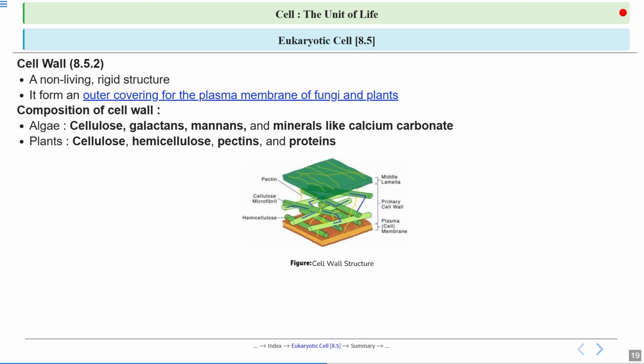Here you can see the cell wall structure. This is the plasma membrane, and on the outer side of the plasma membrane, the cell wall is present. This is the primary cell wall. This is the middle lamella. Here you can see the pectin. Then you can see the hemicellulose and cellulose microfibril as well.